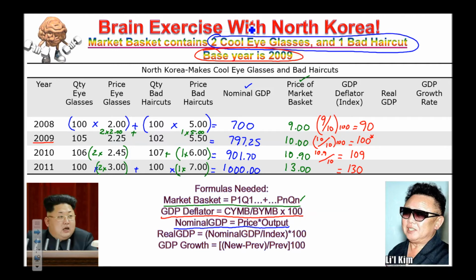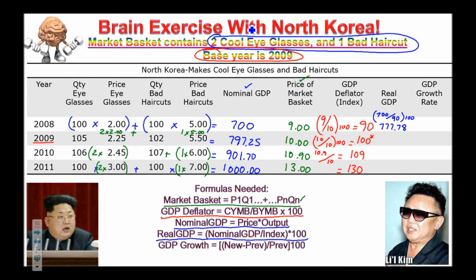So if we know that that's how much prices have changed by, we can now convert our nominal GDP into real GDP. So let's change colors back to blue here. To get real GDP, we use this formula here. Nominal GDP divided by the index times 100. So to do it for 2008, we take our nominal GDP of 700, and we divide by our deflator, which is 90, and then multiply by 100. So what do we get? 700 divided by 90, and then times 100, we get 777.78. So the real GDP is $777.78.